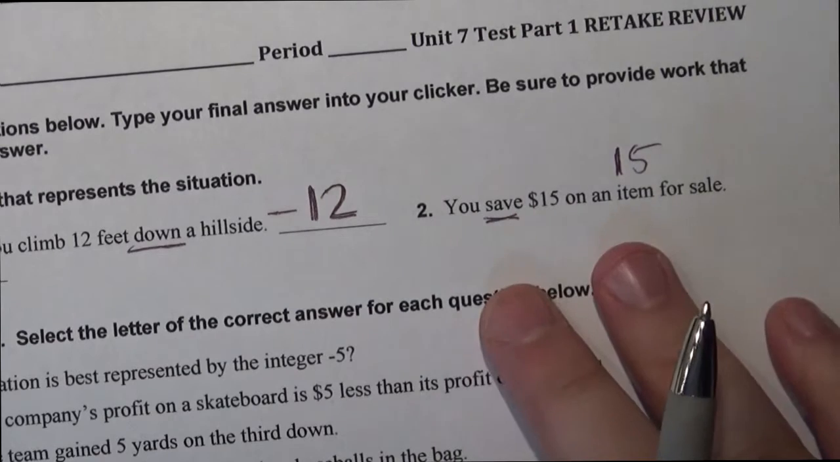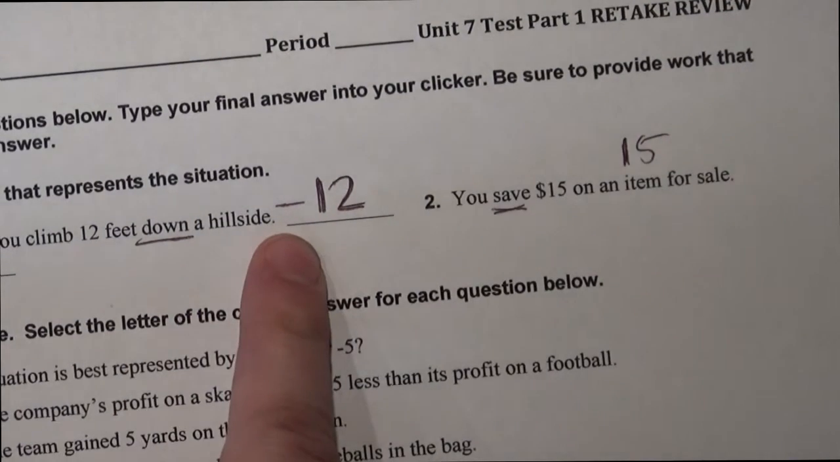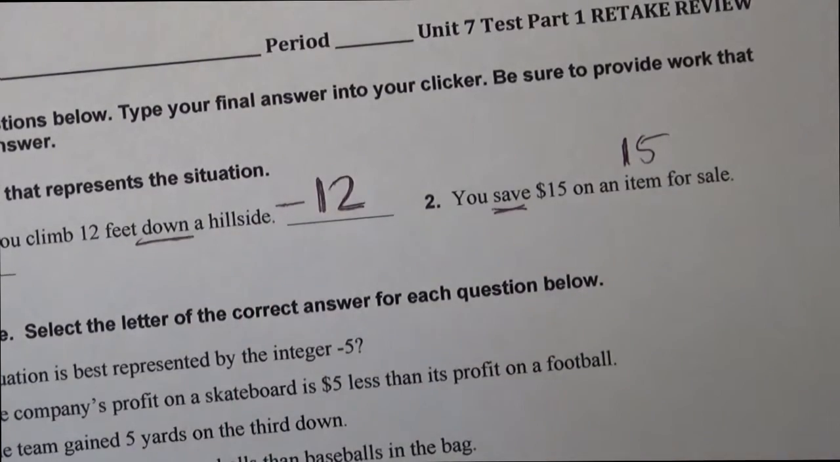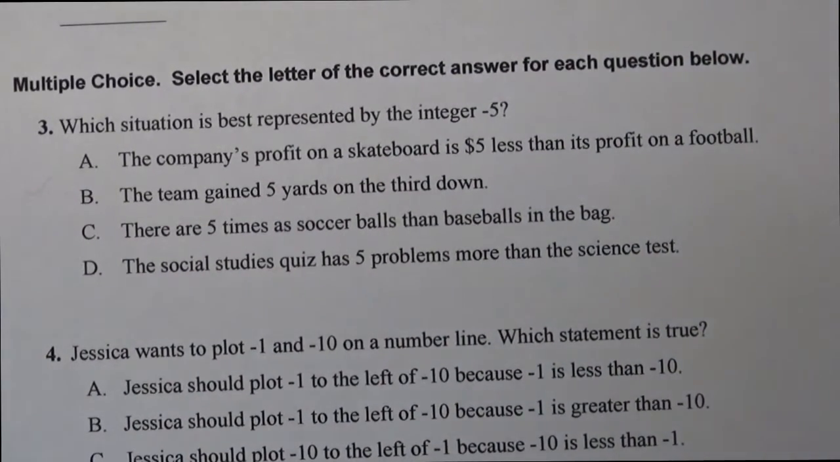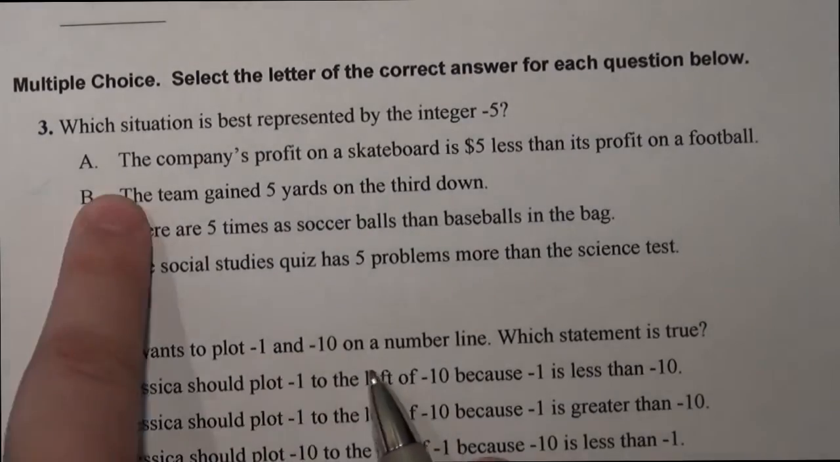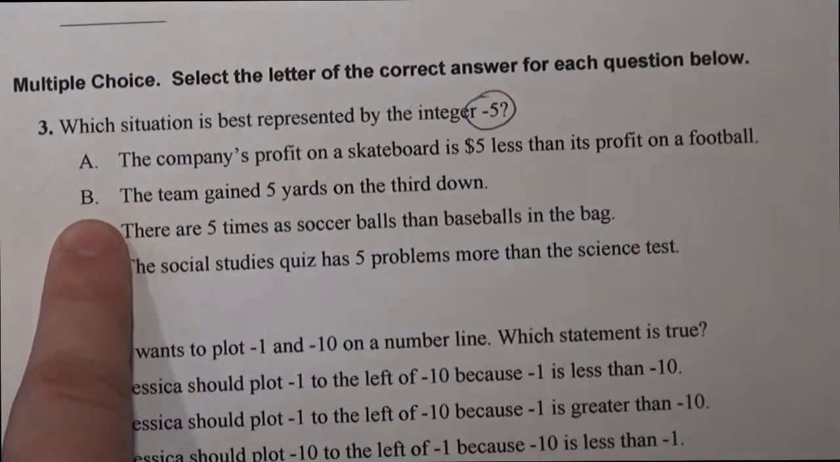That is pretty basic stuff, but just make sure you're very cautious. If I forgot a negative sign here, it would be wrong, obviously, because that's not negative 12 anymore, it'd be positive 12. Let's move on to number 3. We take that same idea, same philosophy, and apply it to number 3. It's looking for a scenario that means negative 5.